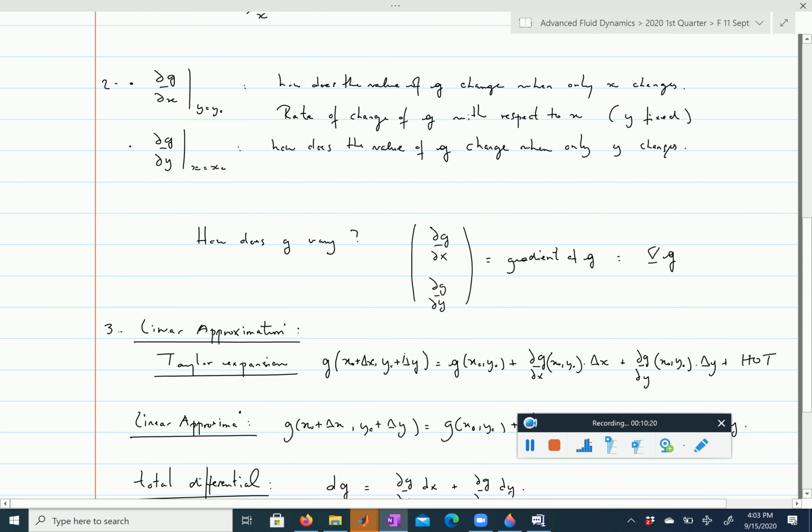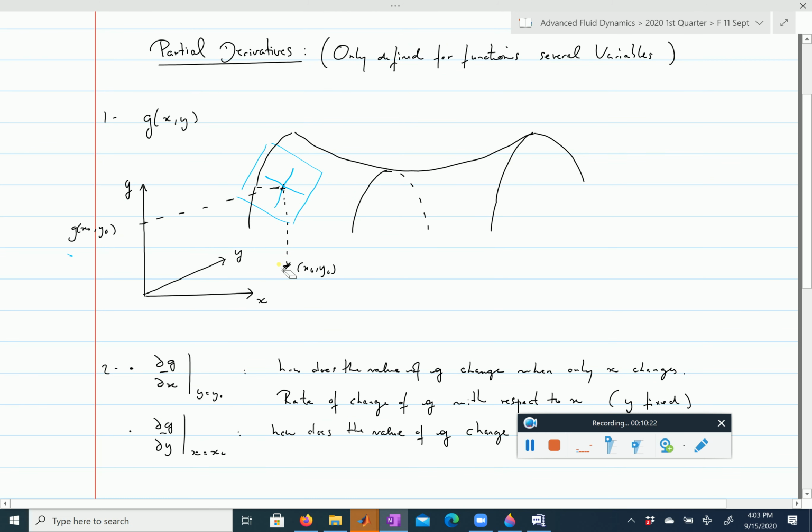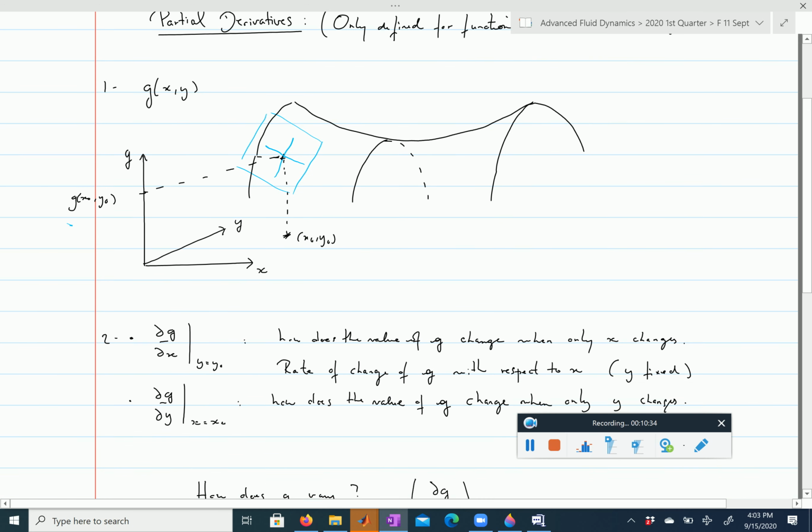So around this point x0, y0, I am free to move along the x direction by as much as I want, and along the y direction as much as I want. I can pick any delta x, delta y as I want.